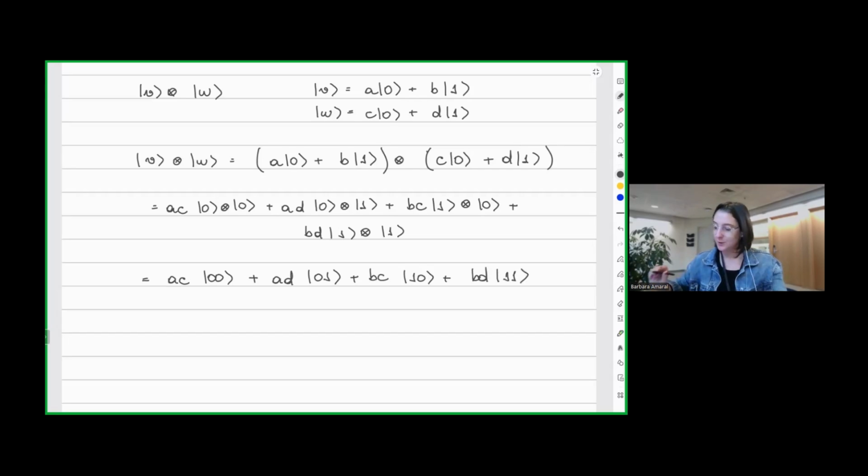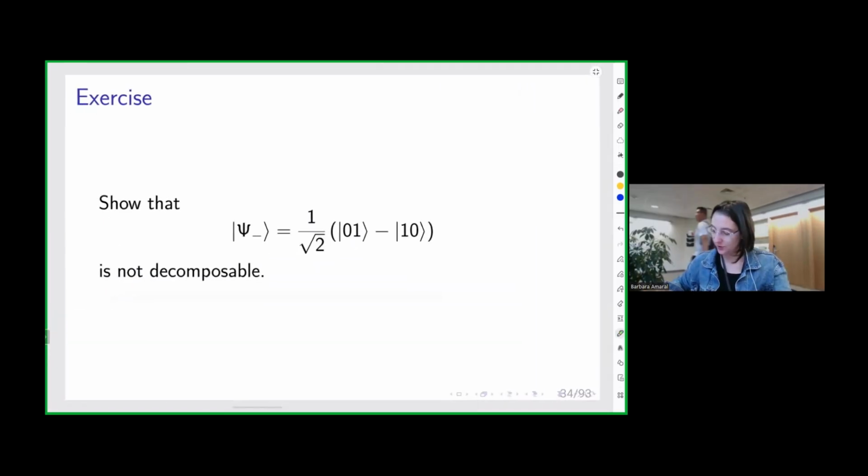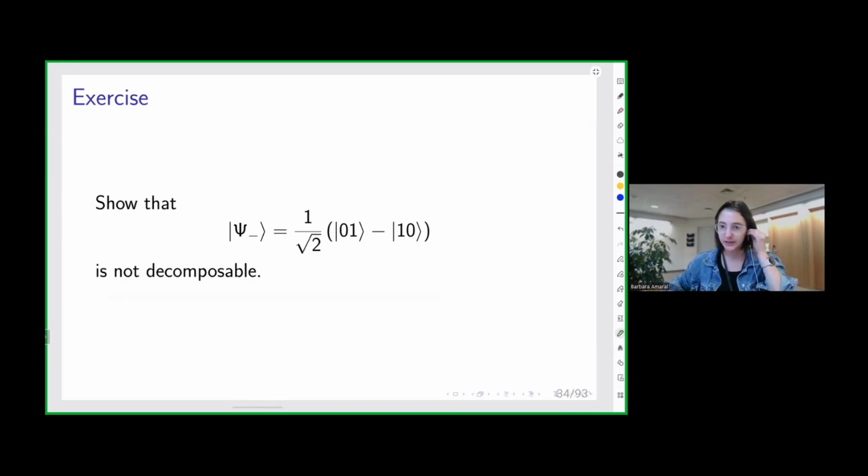Okay? So whenever I have a decomposable vector like this, it is written in the standard basis of C4 as this linear combination. Is it clear for everyone what I just did? Okay. So now the exercise is to show that this vector cannot be written this way.